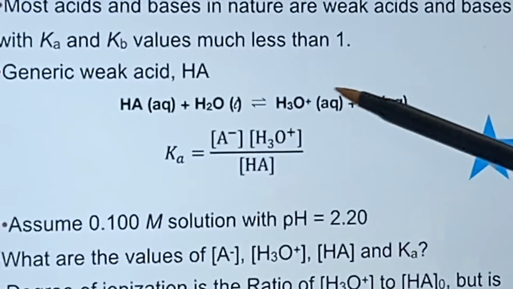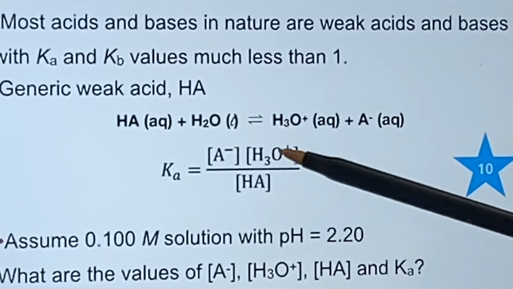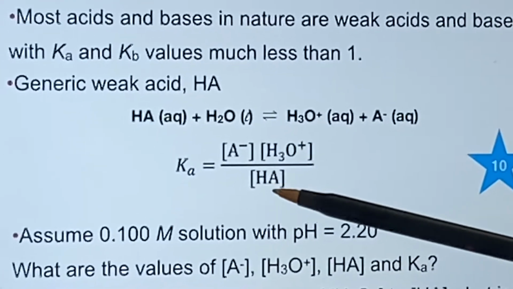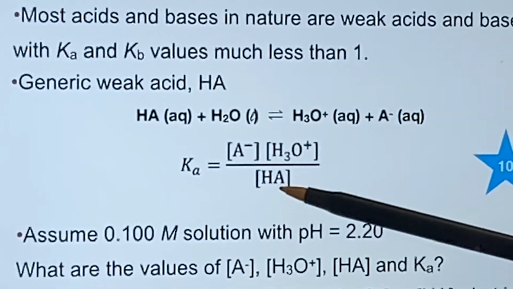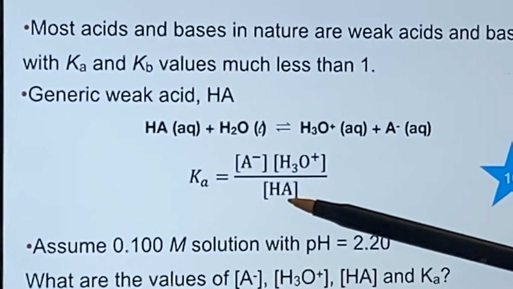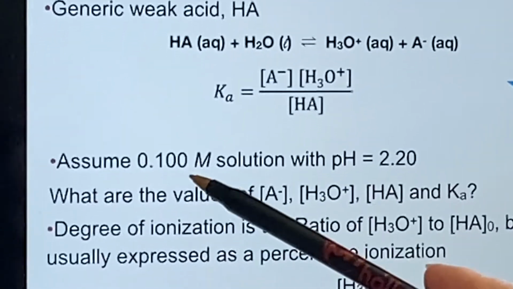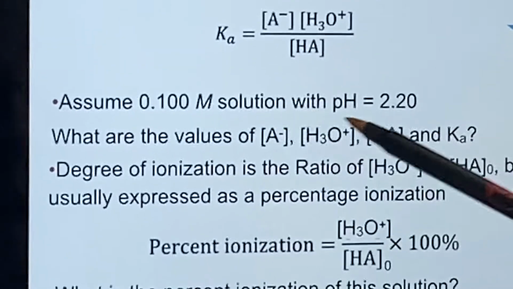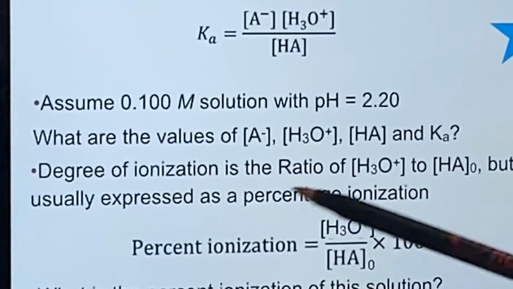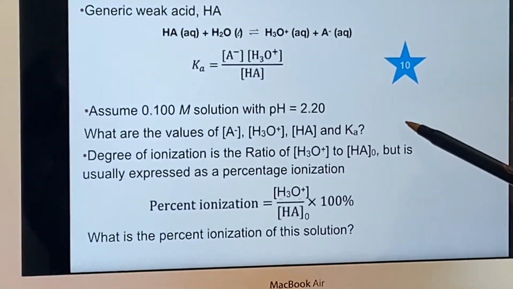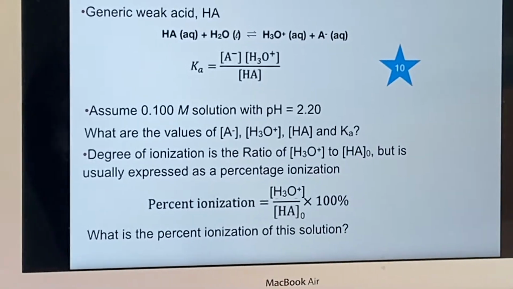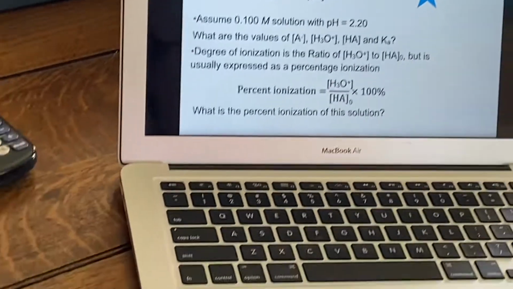These numbers that come from the products are going to be small. This is still going to be very nearly the same as the original concentration. So if we have a 0.1 molar solution and the pH is 2.2, we'd like to know what are all these values. All right, let's start because there's a lot of stuff in number 10.